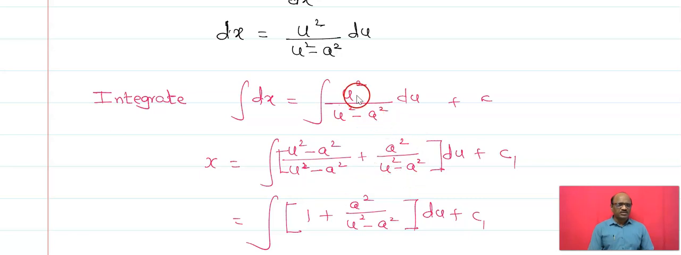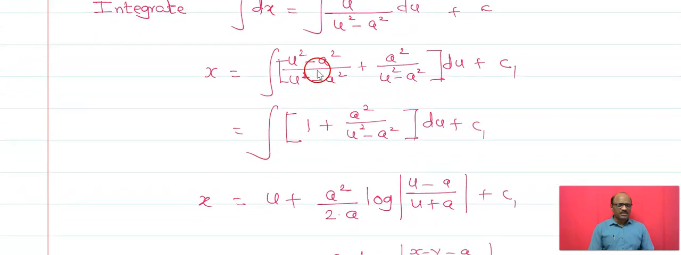म्हणजे इथे आपण काय करू की minus a square plus a square केला आणि तो split up केला. Now (u square minus a square) upon (u square minus a square) is 1 plus a square upon (u square minus a square), bracket complete, into du, that plus c1. What's the integral of 1 with respect to u? It is u. And what is the integral of 1 upon u square minus a square? It is of the form integral dx upon x square minus a square.